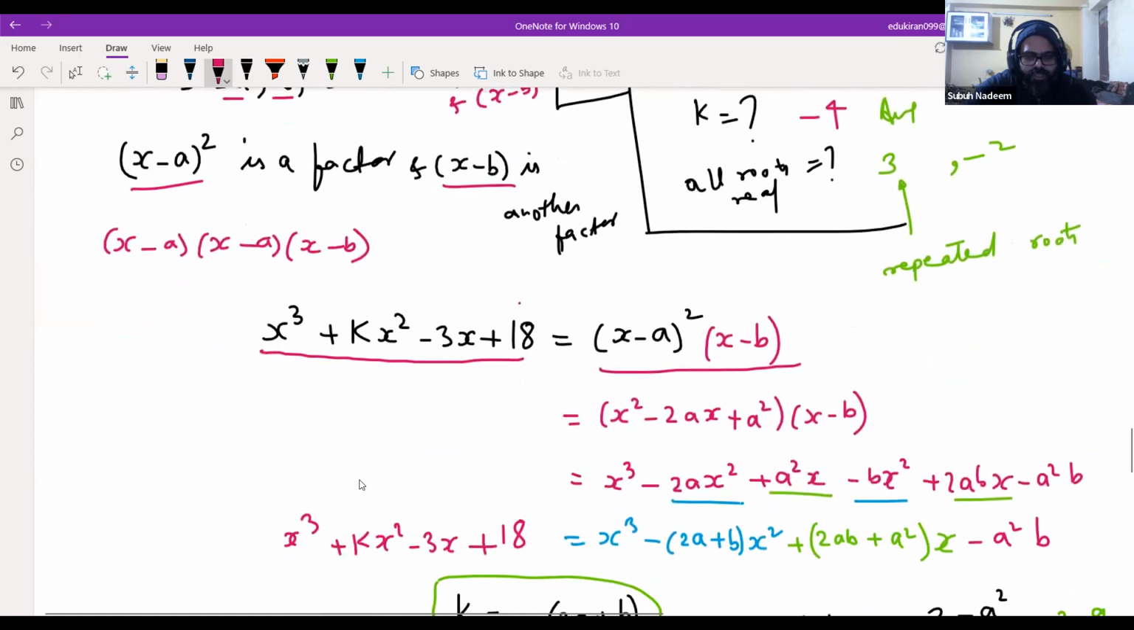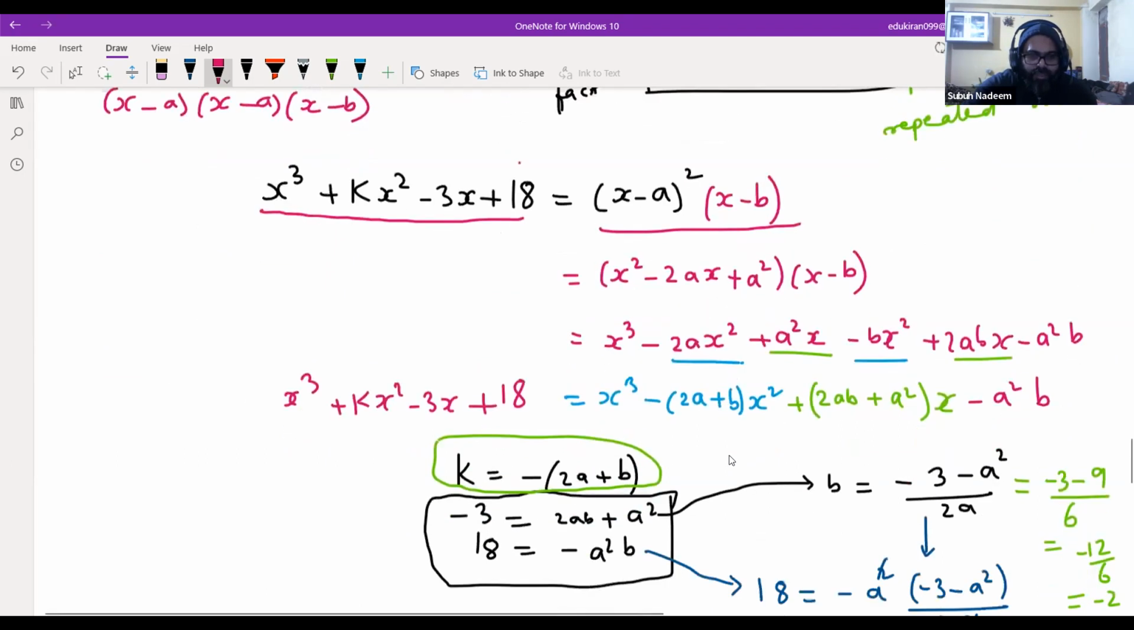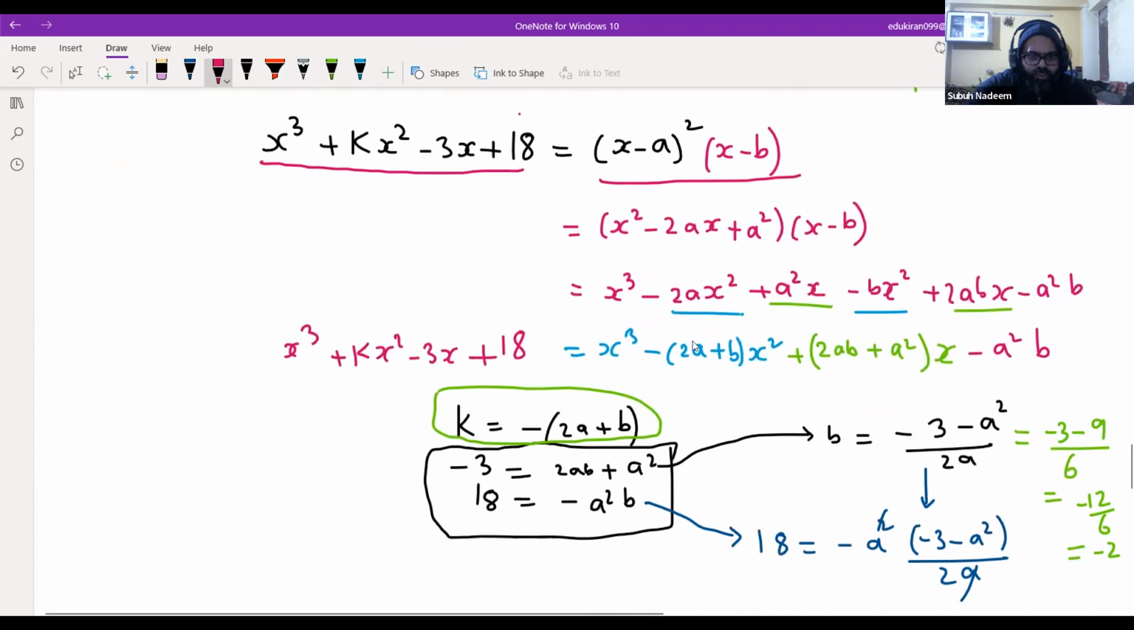So now we expanded it. We applied the a minus b whole square formula. We expanded it and then we combined the like terms. Then we equated the coefficients. The x cube coefficient is already 1 on both sides. The x square coefficient, x coefficient and constant we equated. And then we solved it.